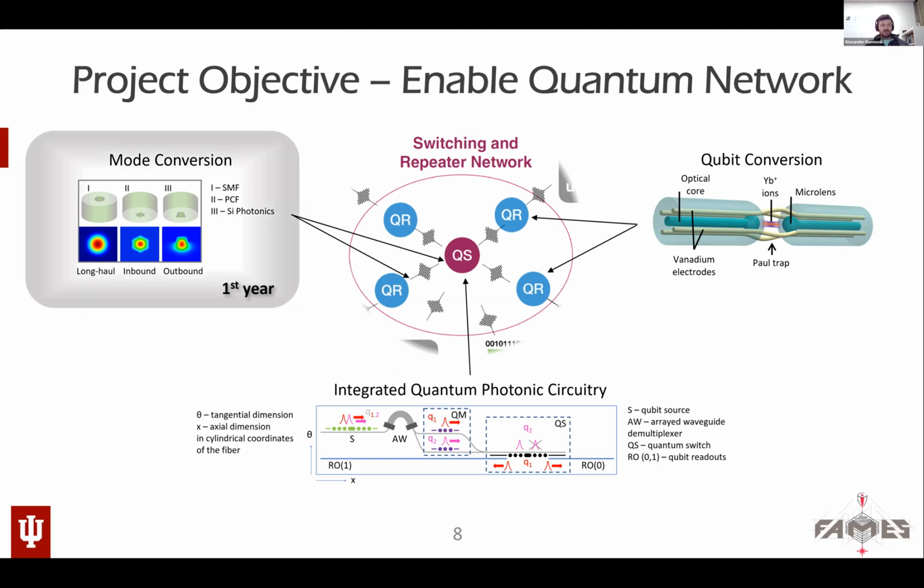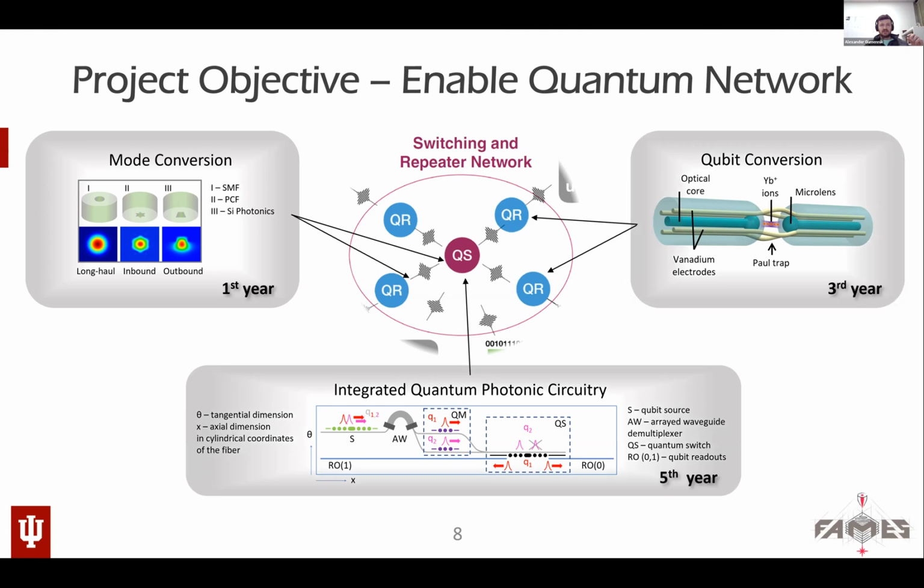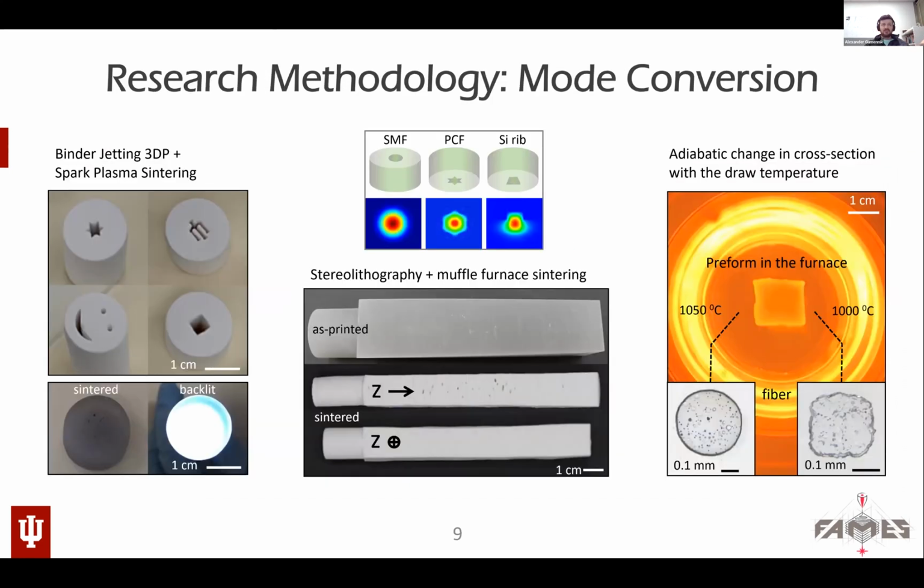So that would be the lowest hanging fruit. That can be done with just very intricate 3D printing of preforms, as I will show. This is a longer haul effort, qubit conversion, but nevertheless relatively simple. And full-fledged quantum photonic circuitry in the fiber is something that is a long haul effort. Okay, so how, for instance, do we make mode converters?